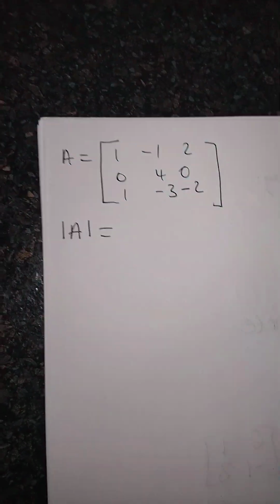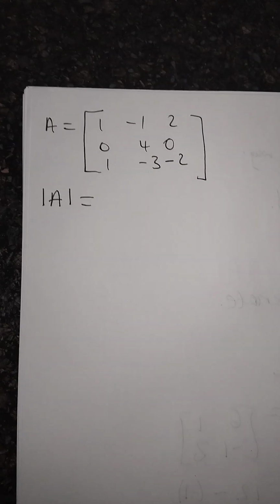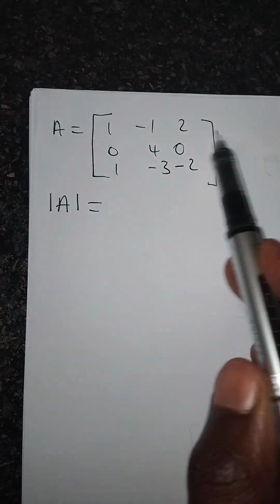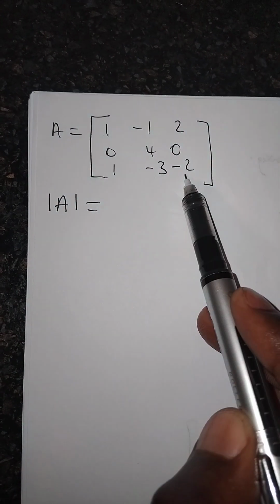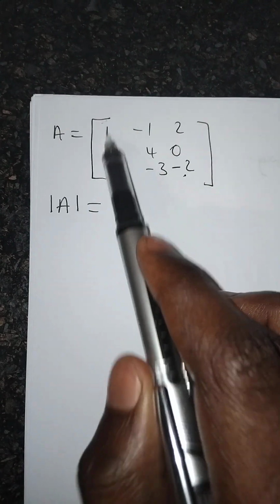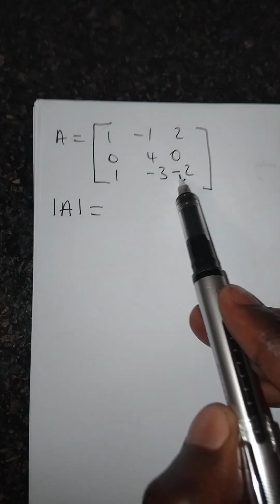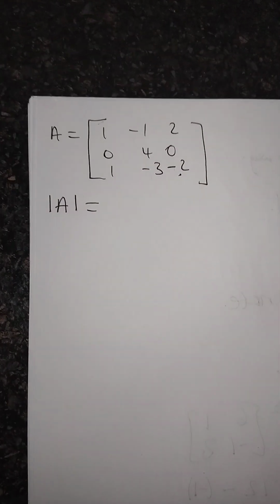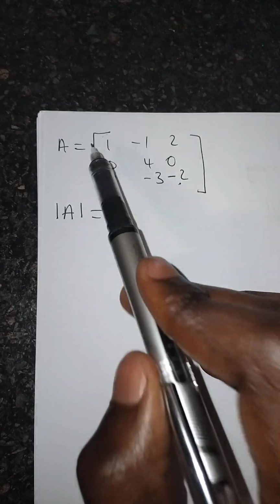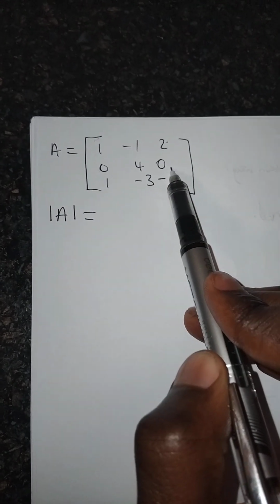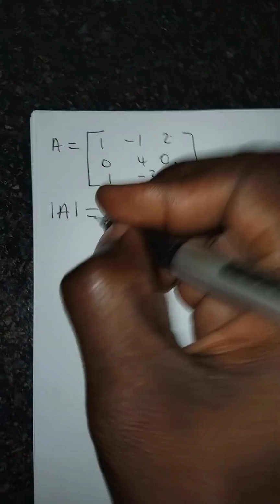Okay, so in order for us to find the determinant of matrix A, we can use any of the rows or columns. I can use this row, that row, or that row, or I can use this column, this one, or that one. At the end of the day, the determinant is going to be the same. I'll show you using the first row and also using the second row, so you can see that the determinant will be the same either way.